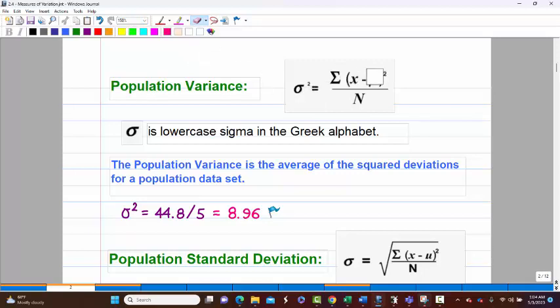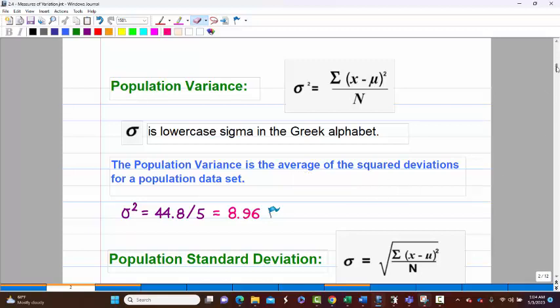So that numerator is the squared deviations divided by the population size. So from above, we calculated 44.8 as the sum of the squared deviations divided by 5, 8.96. And right here it's saying the population variance is just the average of the squared deviations for a data set to get rid of those negatives.